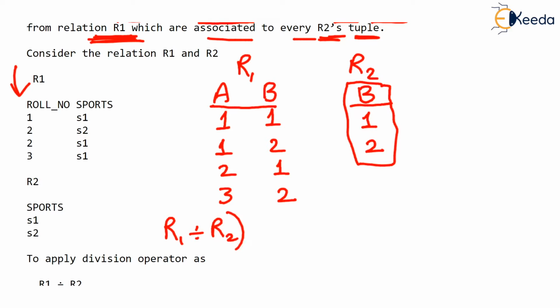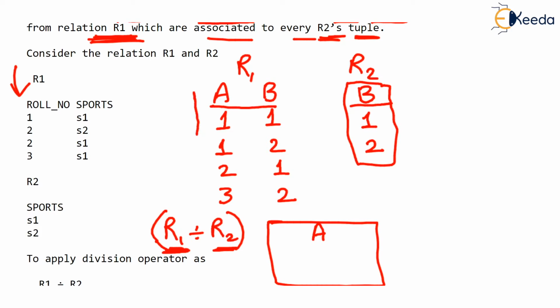Just check. What it will contain is definitely only A, because you know the result contains all attributes of R1, that is numerator attributes, minus all attributes of R2. So the common column B won't be shown. By the way, the result will contain only those tuples from R1 which are associated with every tuple of R2.